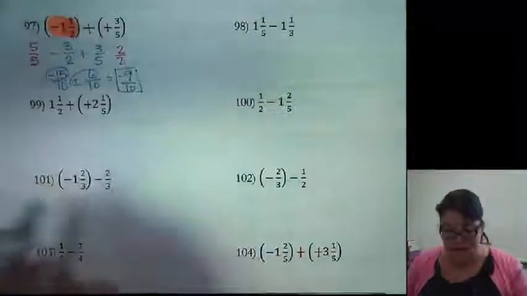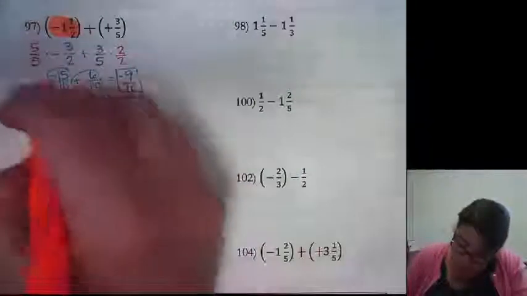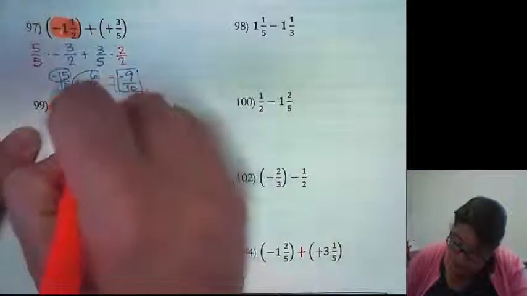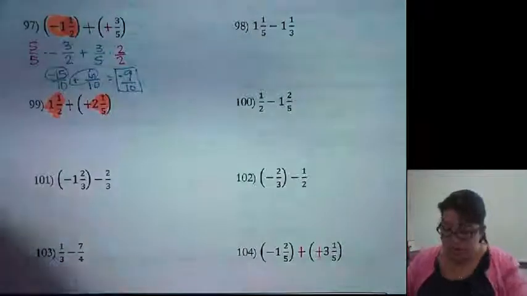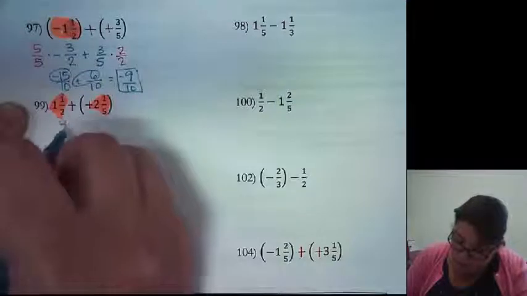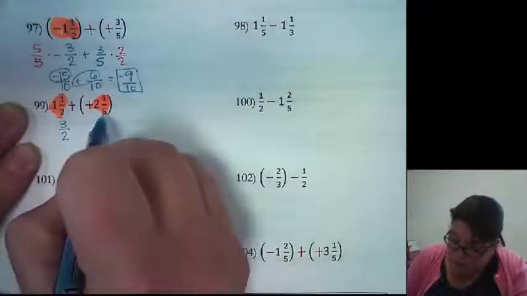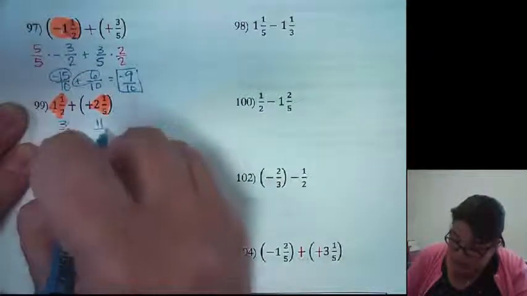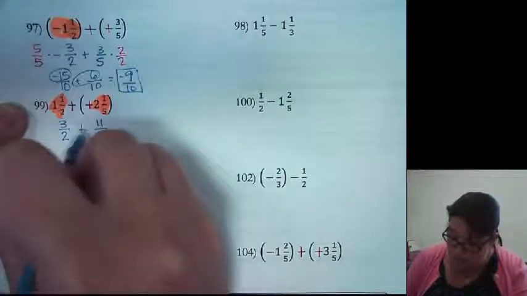Let's take a look at number 99. On 99, we're going to do some converting of mixed numbers. Let's change them into improper fractions. So 2 times 1 is 2, plus 1 is 3. Keep the 2. 5 times 2 is 10, plus 1 is 11. Keep the 5. And this is positive in the middle.